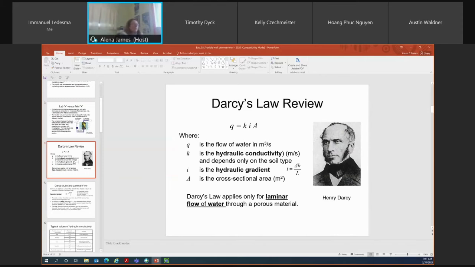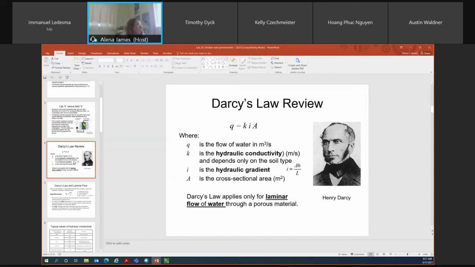I is your hydraulic gradient. Your hydraulic gradient is equal to your head differential divided by the length over which you have that head differential. And A is the cross-sectional area that you're calculating your flow rate for. Darcy's Law applies only for laminar flow, so it doesn't apply for turbulent flow. It's only laminar flow through a porous material. A porous material would be either soil material or bedrock material.